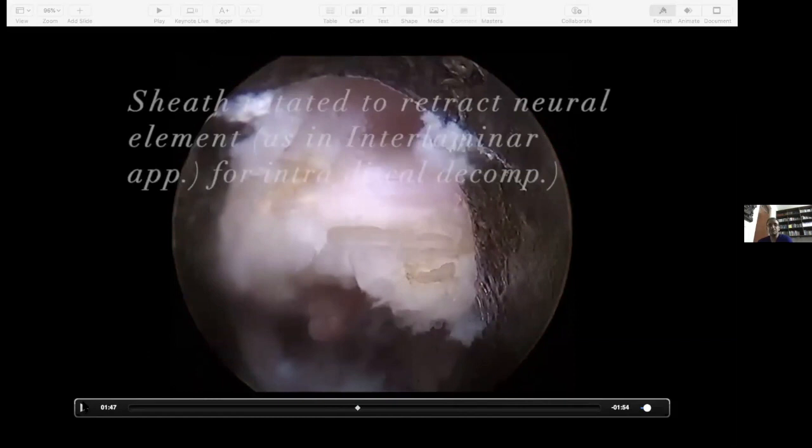Now, at this point of time, again for the anatomy, this is the traversing root here with PLL. This is epidural fat that you can see. The fragments have been removed from this part. On this side, you have the exiting root. On this side, you have the pedicle. And this steel thing is the sheath. So you are able to see the margins of it. So your endoscope is inside the sheath, but because there is an opening, you can see the structures in front and above. I'm sorry.